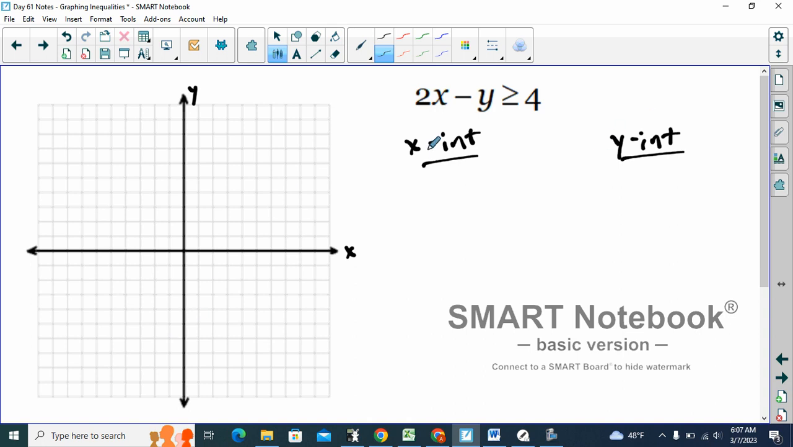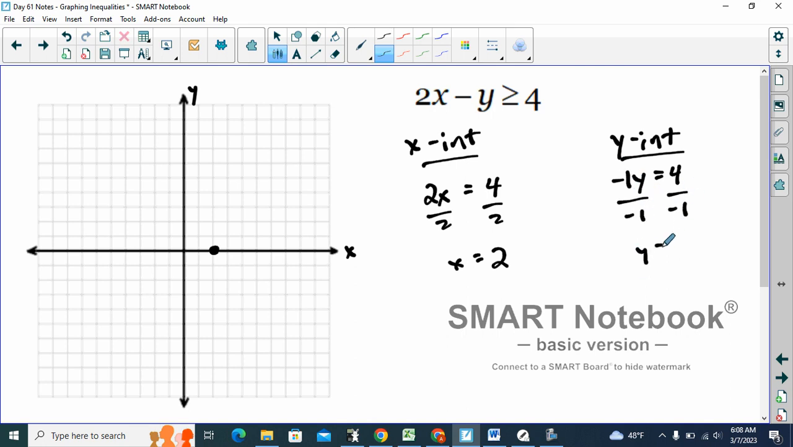So to find the x-intercept, we put in 0 for y. If I put in 0 for y, it's going to say 2x equals 4. Divide both sides by 2, and I get x equals 2. My x-intercept is right here at 2. Y-intercept, we put in 0 for x. It says negative y equals 4. Remember, that's negative 1y. So divide both sides by negative 1. My y-intercept is negative 4.